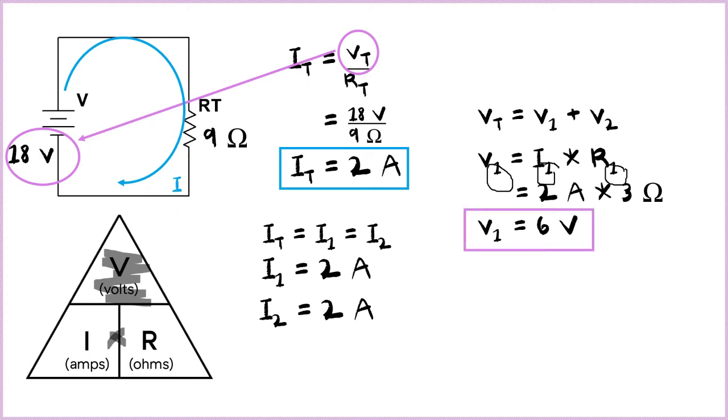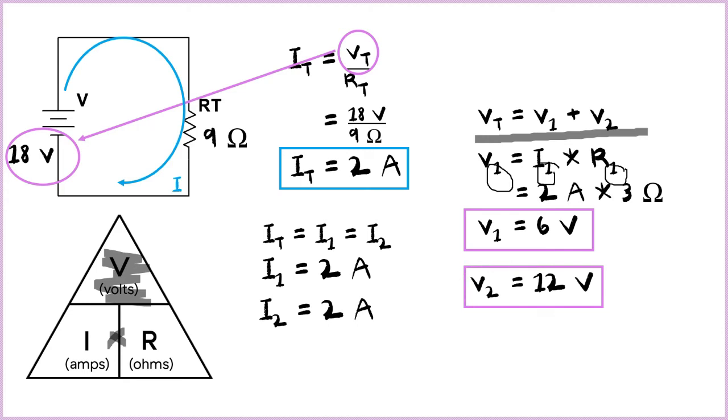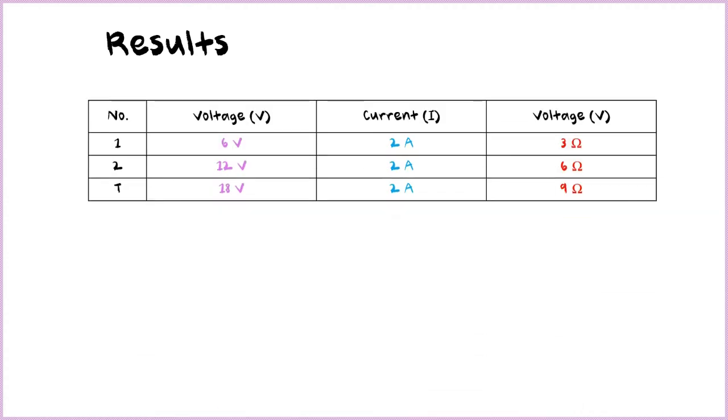So to get V2, it's either we use this formula, VT is equal to V1 plus V2, because we have already two variables, the VT and the V1, or we're gonna use the Ohm's law. So either way, we would have the same answer, that V2 is equal to 12 volts. And we will put our results into a tabular form.